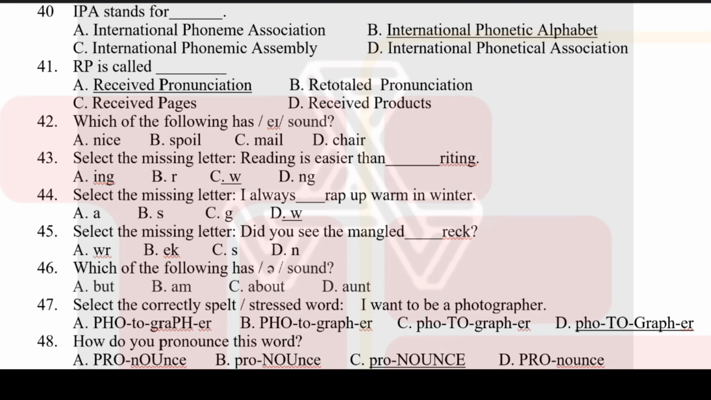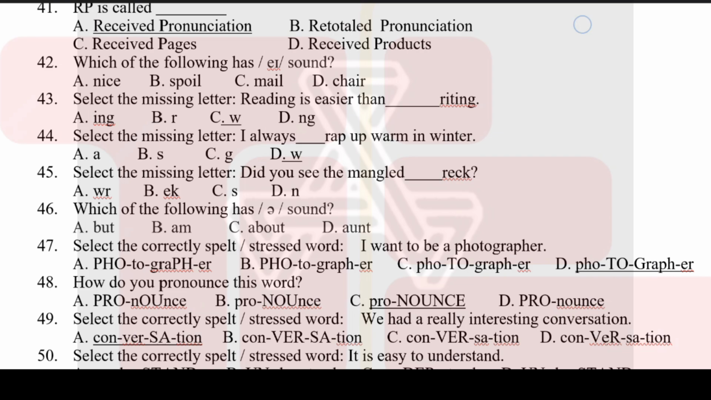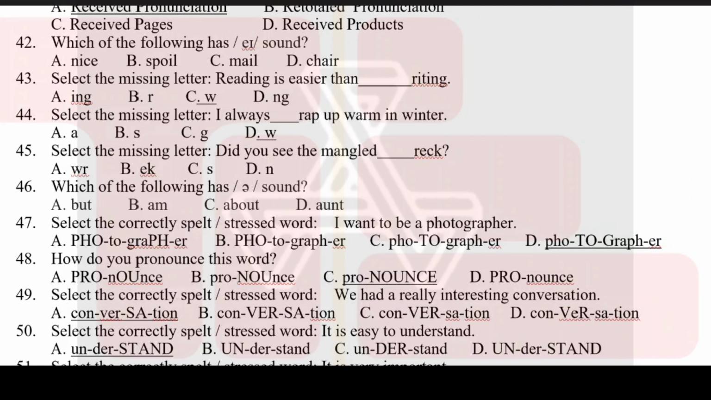Select the missing letter. Reading is easier than writing: W. Select the missing letter. I always wrap up warm in winter. Select the missing letter. Did you see the mangled wreck? Which of the following has a sound? It is am. Select the correctly spelled or stressed word: photographer.